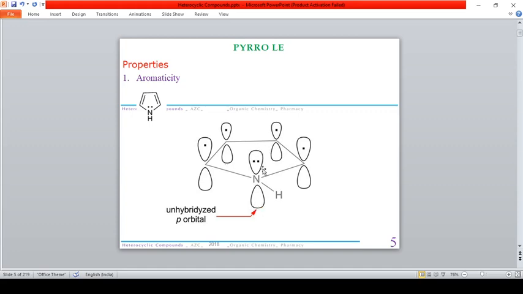Now nitrogen also has an unhybridized p orbital, but it has a lone pair. So in total we have 6 pi electrons, and all these unhybridized p orbitals are perpendicular to the plane of our compound, and all of them are parallel. So there can be an easy overlap between these pi electrons, resulting in conjugation. So we can say this is an aromatic compound.